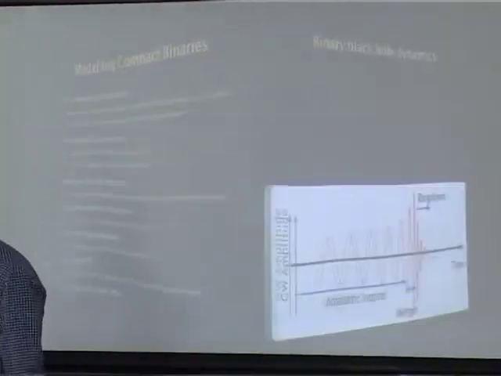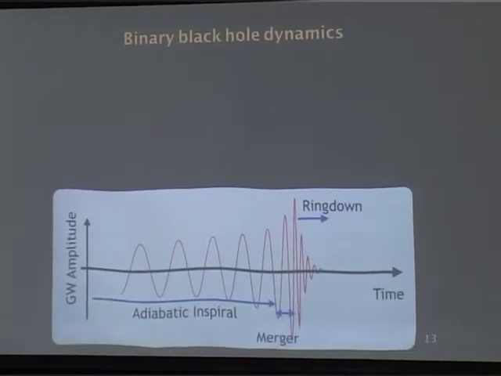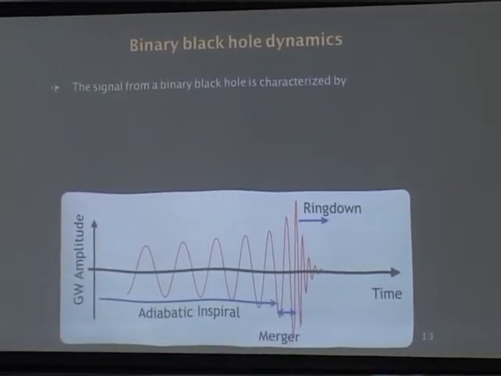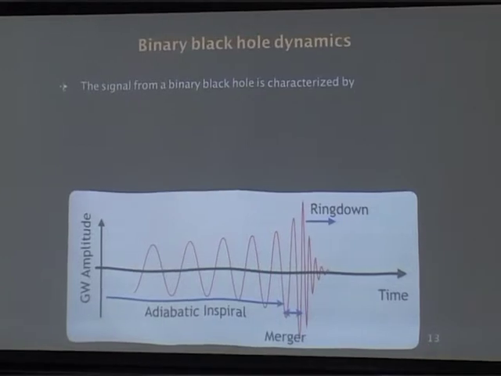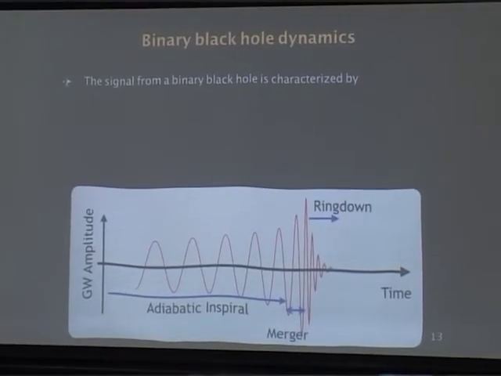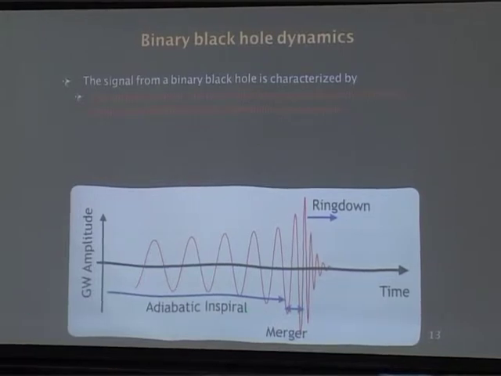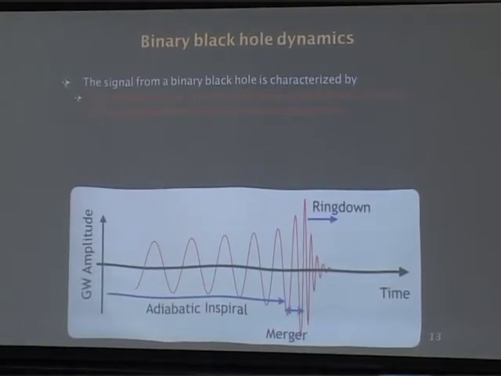The main challenge of solving Einstein's equations for binary black holes is depicted in this picture here. The signal from a binary black hole is really characterized by a lot of structure, which is what makes it very, very interesting. There is a slow adiabatic inspiral phase where post-Newtonian approximation has been very, very successful. But as I was mentioning earlier, most of the energy comes really from this final merger phase.